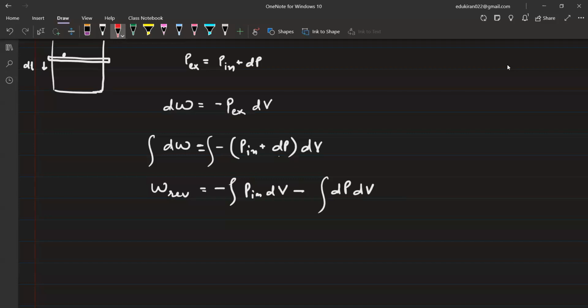See, dP is a small change in pressure. dV is a small change in volume. Now imagine multiplying two numbers like this: 0.001 into 0.0001. This will be equal to how much? Tell me, guys. How many zeros?